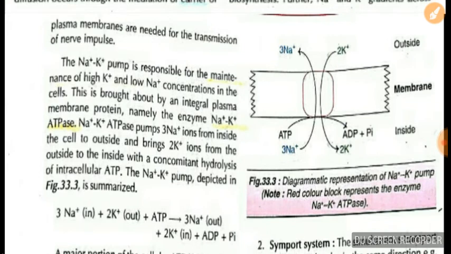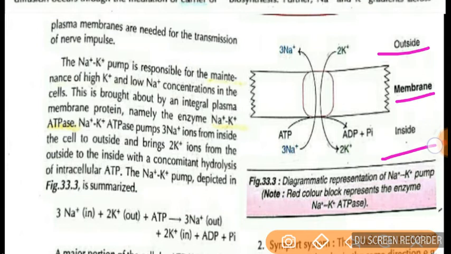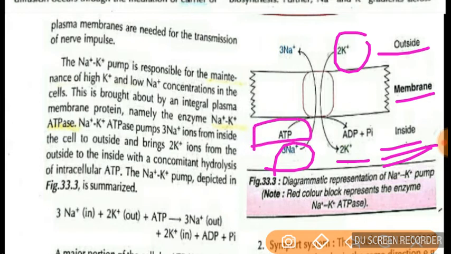And let us see how it works. See in this picture given here, this is the membrane, this is the outside, this is the inside of the cell. And we know that inside there is high concentration of potassium. So just see the arrow, 2 potassium ions are transported inside, and along with this, 3 sodium ions are transported from inside to outside. Just see the arrow. In this process energy is also needed, and it is assisted by an enzyme called sodium potassium ATPase.